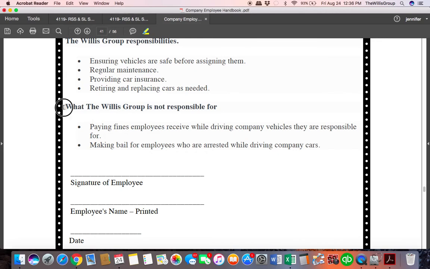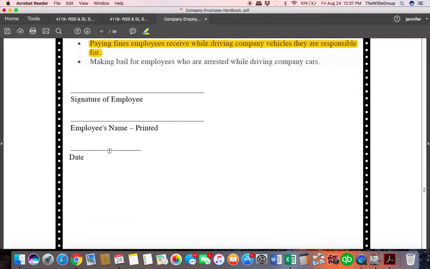This discusses what we are not responsible for. While driving, if you incur a fine, we will not pay fines that employees receive while driving a company vehicle. They are responsible for that. And making bail for employees who are arrested while driving a company vehicle, we are not responsible for that. This also includes tollway fines. So if you are driving a company vehicle and use the tollway, then you are responsible for the fees associated with the tollway.